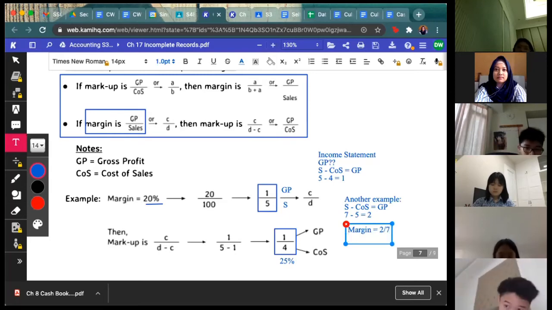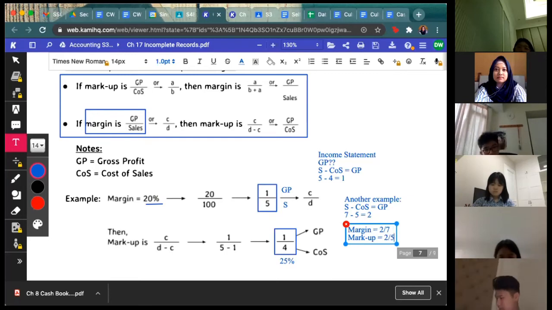If it is markup, the markup will be 2 over 5, because markup is based on cost of sales.